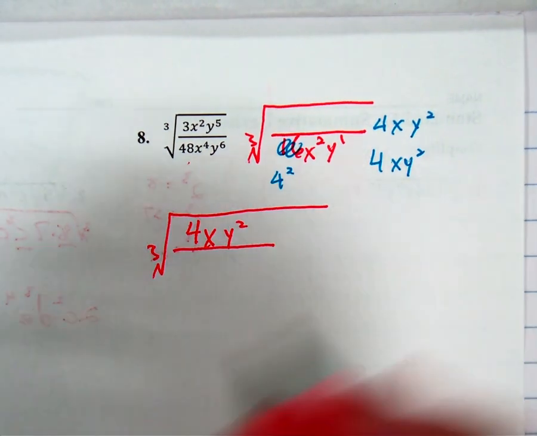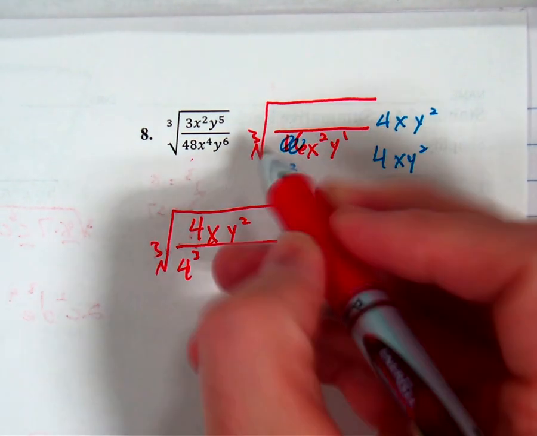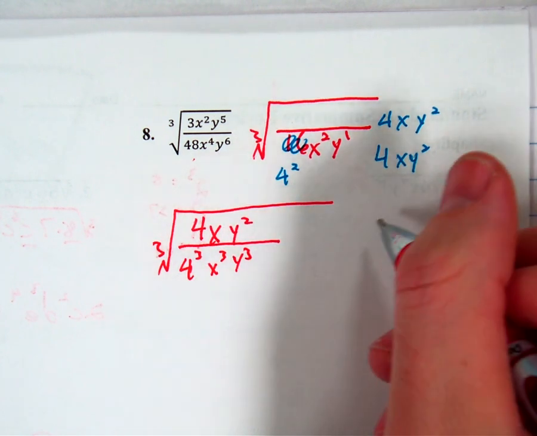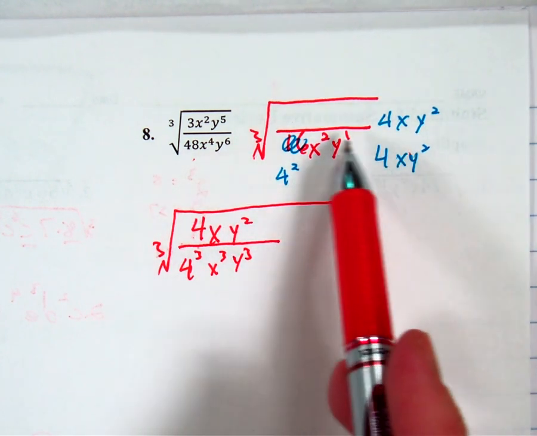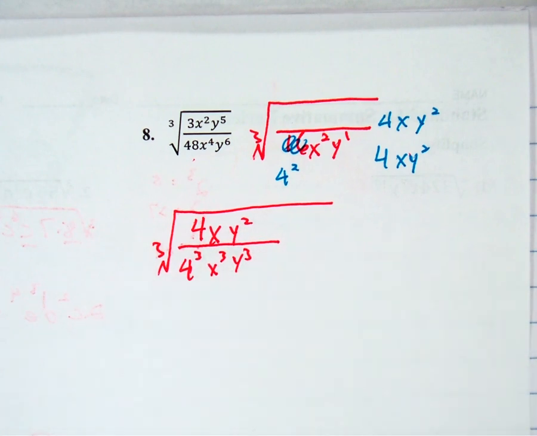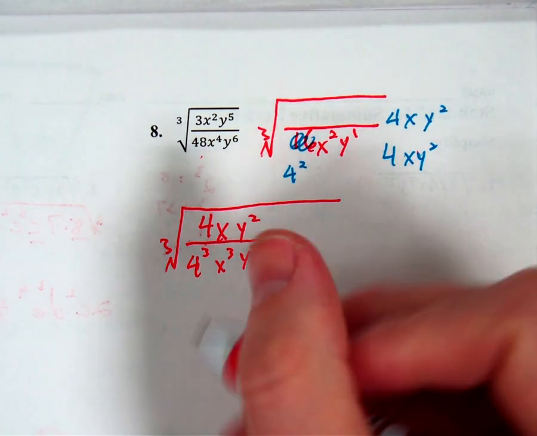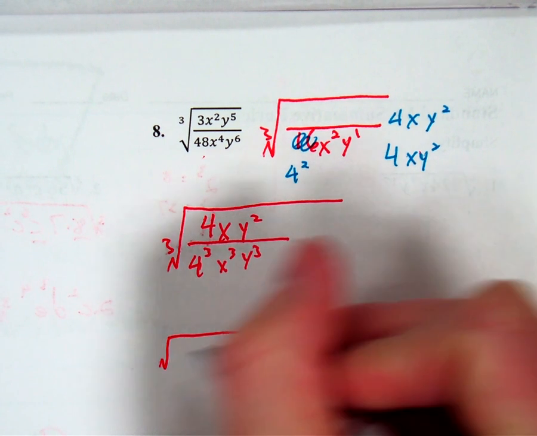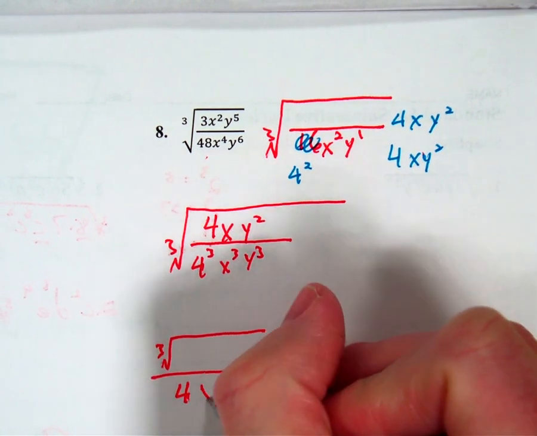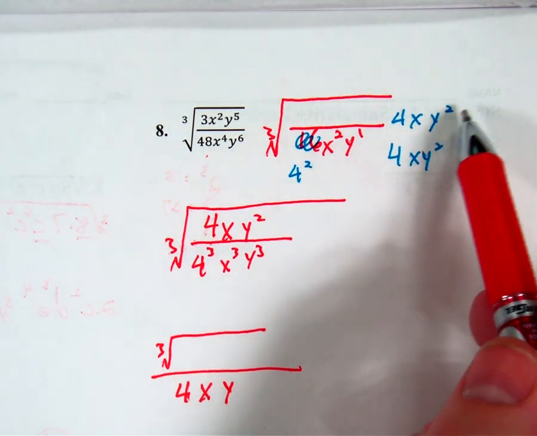And now we'll have 4 to the 3rd power. If you want to write 4 to the 3rd power, you can. We'll have x to the 3rd power, and we'll have y to the 3rd power. So we fixed it so the whole bottom would be all cubes, because we're trying to do a cube root. So we got all cubes of this cube root. So now we have a nice one on the bottom. 4xy. Boom, boom, boom. And then across the top we got leftovers.